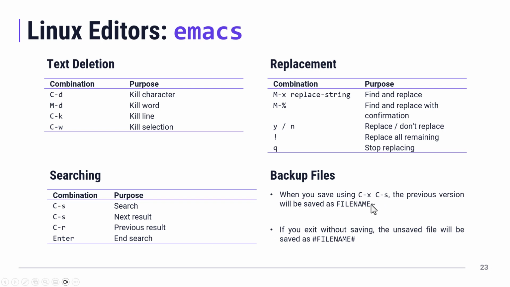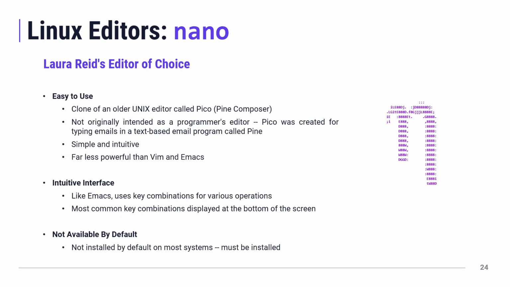Sometimes you'll find these files that have a little tilde at the end of them. Emacs will often write backup files, so it'll take the old version of your file and write it to a backup file in case you want to revert to it. I find that annoying because now your directory is littered with all these backup files, but just something to be aware of. Okay, moving on to Nano.